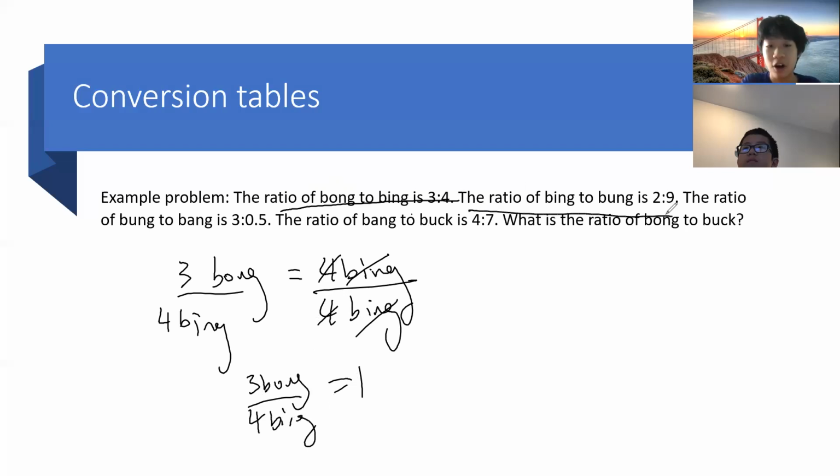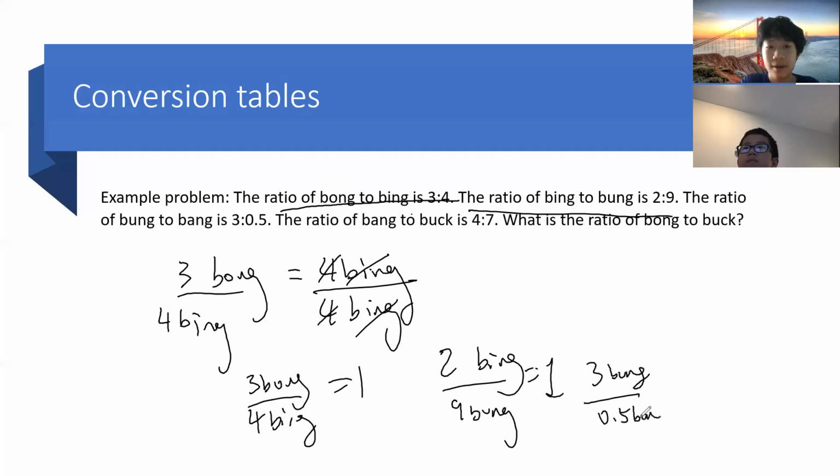If we do the same thing for all the other statements, we're going to have 2 bing over 9 bung equals 1. 3 bung over 0.5 bang is 1, and so on. The words are really important in these statements because if we didn't include the words, let's look at the first one, 3 bong over 4 bing. If we took out the words, it's just going to be 3 over 4 equals 1, and that's obviously not true. So we got to include the words.